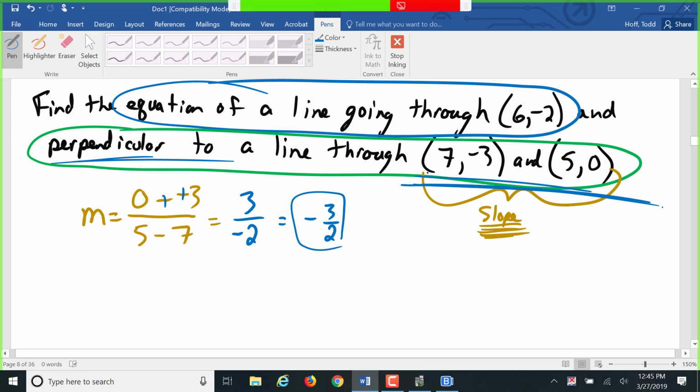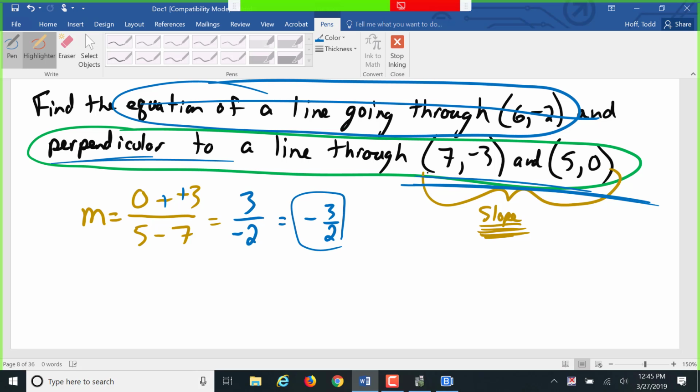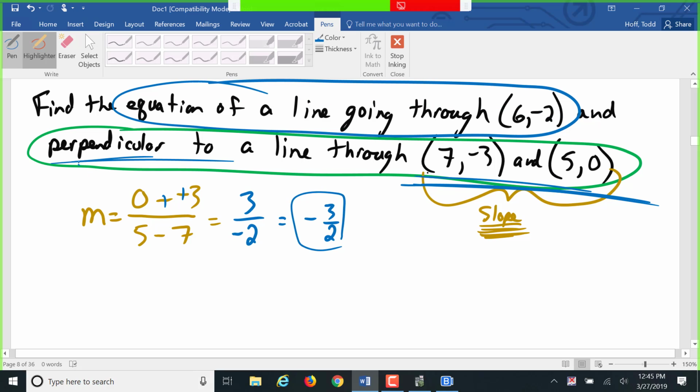The line we're trying to find, however, does it have the same slope as those points? It's going to be perpendicular to it, yes. And a perpendicular is opposite reciprocal. So the slope of our line, this is negative, our slope's going to be positive. Reciprocal, 3 over 2 becomes 2 over 3. That's going to be our slope.